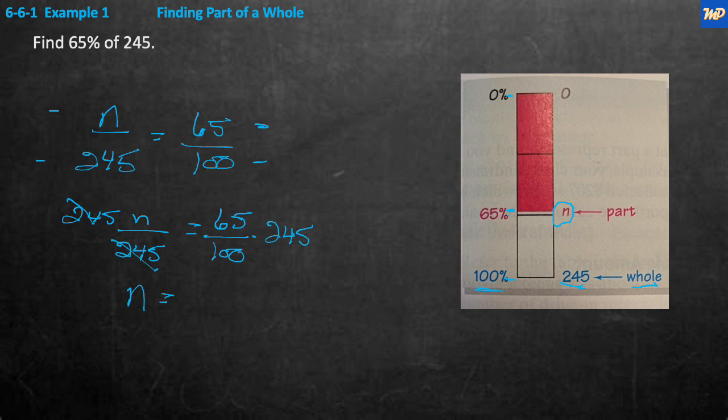On the other side, if we take 65 times 245 and divide by 100, we end up with, I looked it up on the calculator, 159.25. And that's the answer. So n is equal to 159.25 of the whole. If the whole is 245, n is 159.25. Just like 65% is relative to the 100%, 65% of 245 is equal to 159.25.